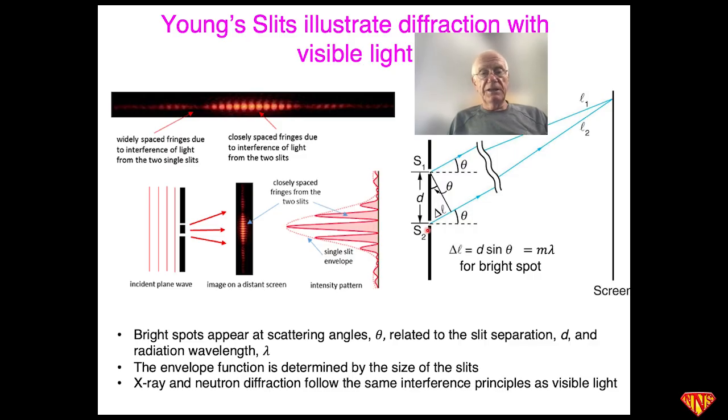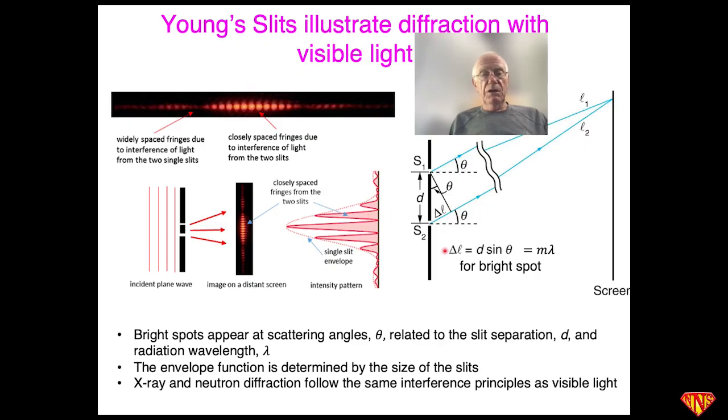And to understand that, as you remember, the way we do that is that we look at the path length between this first slit and the screen, and the path length between this slit S2 and the screen, and we take the difference, and if that difference is an integral number of wavelengths of the light that we're using, then we get a peak of intensity.